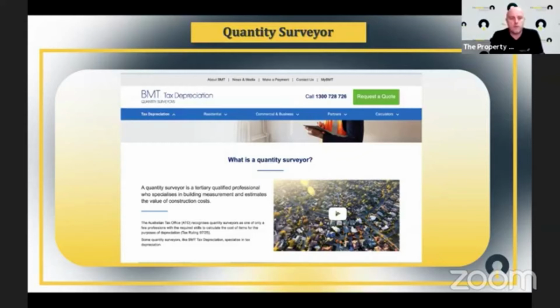So this is what a quantity surveyor is. They basically specialise, and a quantity surveyor, just so you know, is not a land surveyor. A land surveyor is the one who measures the boundaries of your block of land. A lot of people get them mixed up. A quantity surveyor is someone who specialises in building measurement and estimates to value the construction cost. Now, some quantity surveyors actually will put a report together on how much an apartment building is going to cost to build for a bank. That happens as well.